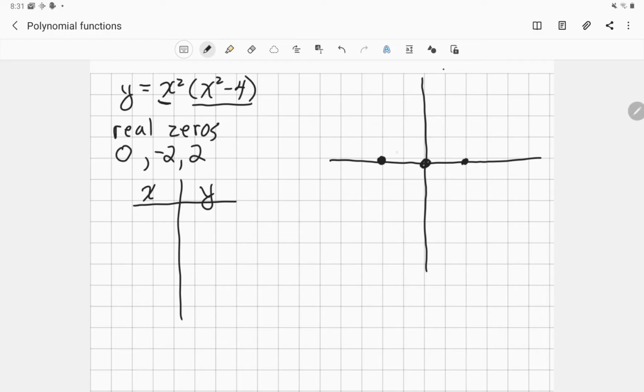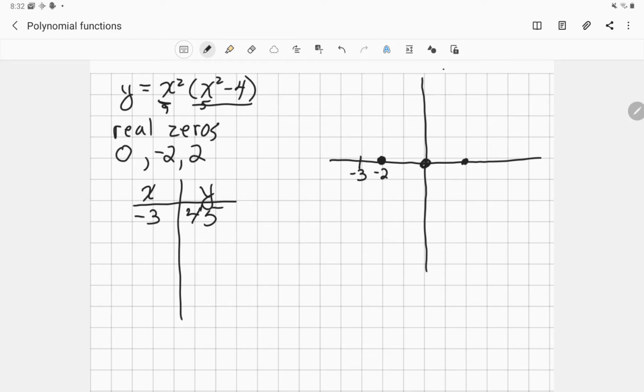What I'm going to do, because these are the real zeros, this is negative 2. I'm going to pick a number before negative 2, say negative 3, because from negative 2 the graph is going to go up or it's going to go down, and I don't know which it's going to do, so I need to figure that out. So if I take negative 3 and put it into the equation, negative 3 squared would be 9, take away 4 would be 5, so I'd have 9 times 5, so I would have 45.